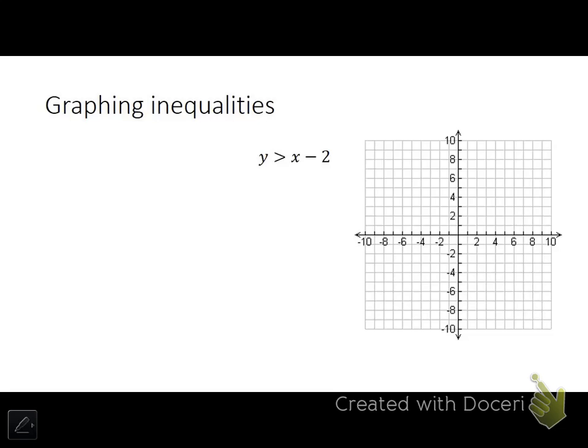Okay, so here we're going to graph it. So let's just look at it as y is equal to x minus 2. So I'd put my point at negative 2. Then I would go up 1, to the right 1, up 1, to the right 1, and we want to make sure we continue it. Then we could go down 1, to the left 1.